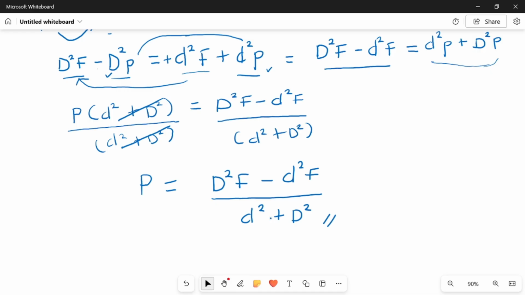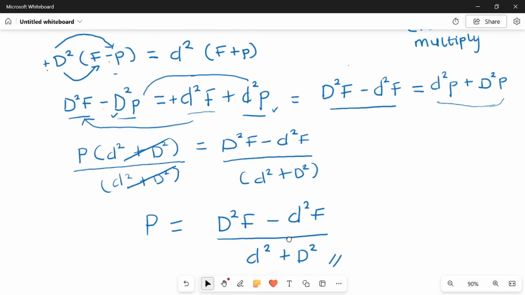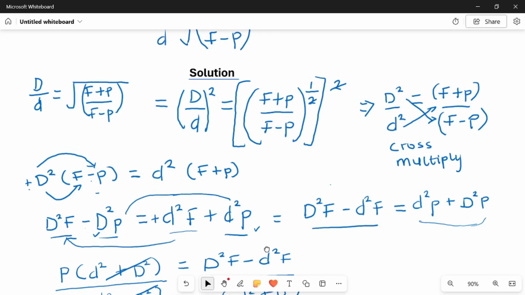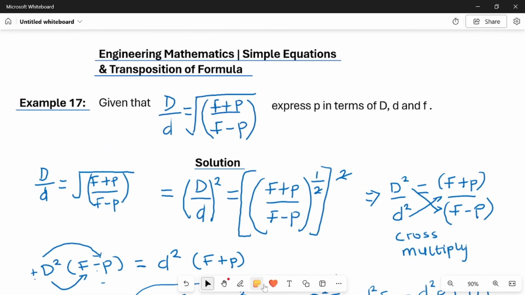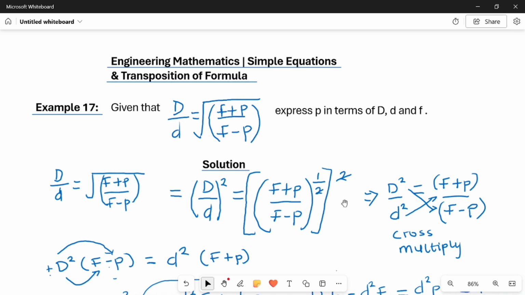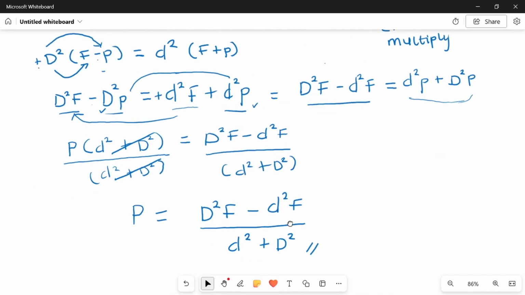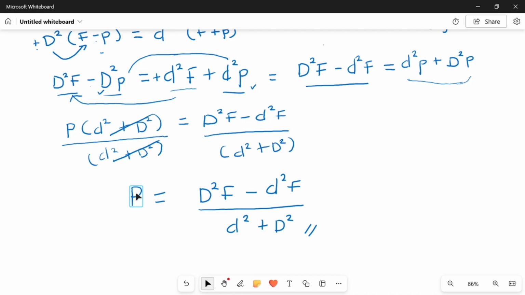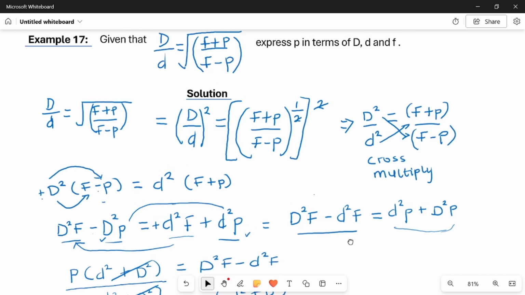So this will be our final answer. So when they tell you to express P in terms of capital letter D, small letter d, and F, this is how it will look like as a final answer. So we express P in terms of capital letter D, F, small letter d, and F. So let's move to the next example.